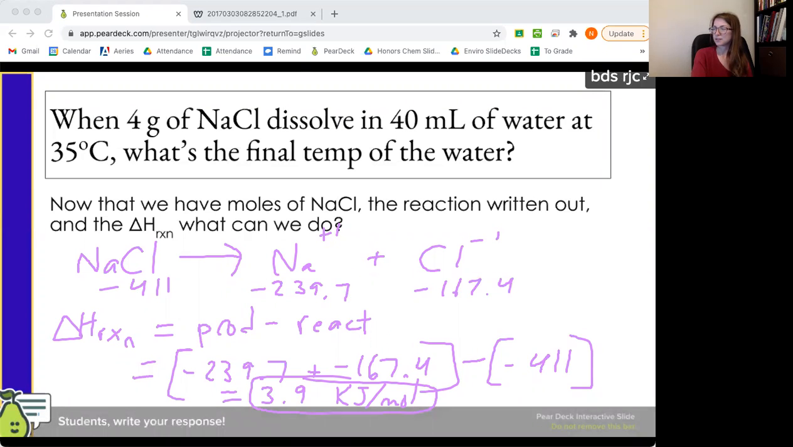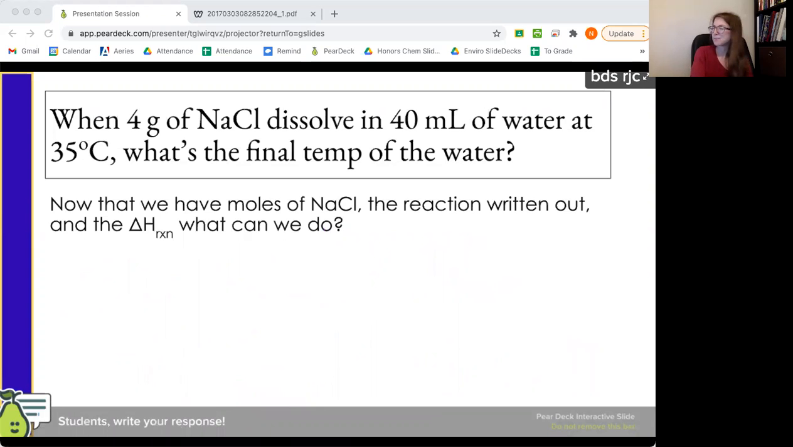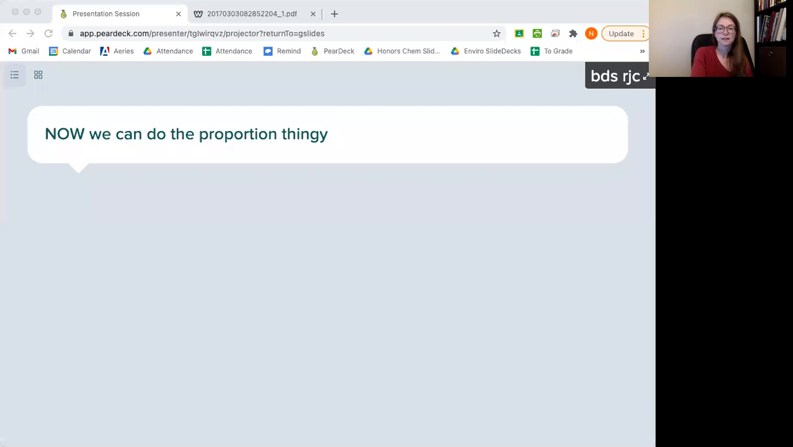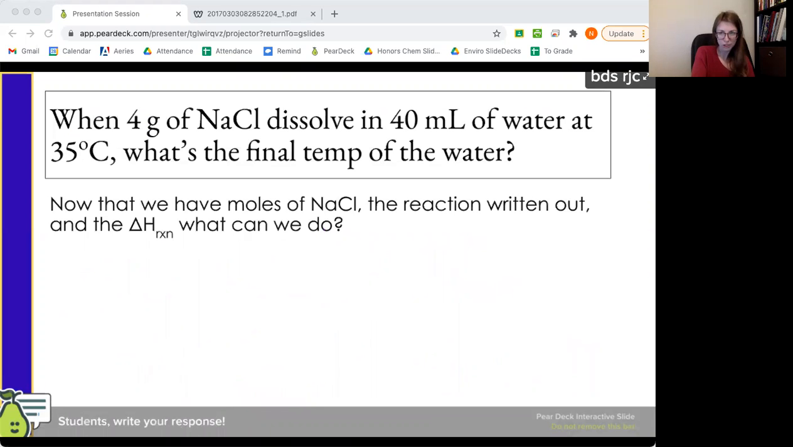Okay, some of you are still looking at your notes and thinking, and that's totally fine. I'm going to go ahead and show you my favorite phrasing I got on the Pear Deck for an answer. "Now we can do the proportion thingy." I love that. It's true. What I was looking for is that we can do the proportion.